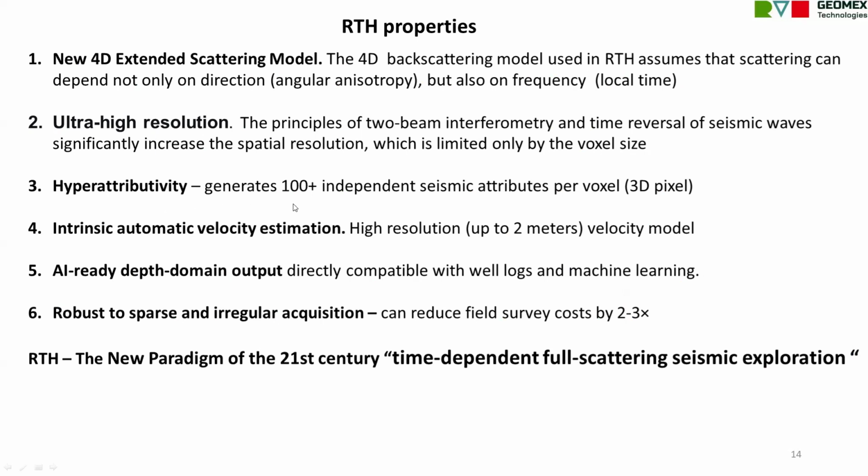Hyperattributivity. RTH generates more than 100 independent seismic attributes per voxel. Intrinsic automatic velocity estimation is a feature of the RTH, with a high-resolution velocity model up to meter scale. And the next, depth domain output directly compatible with well-log and machine learning. And last, robustness to sparse and irregular acquisition can reduce field survey cost by 2-3 times.